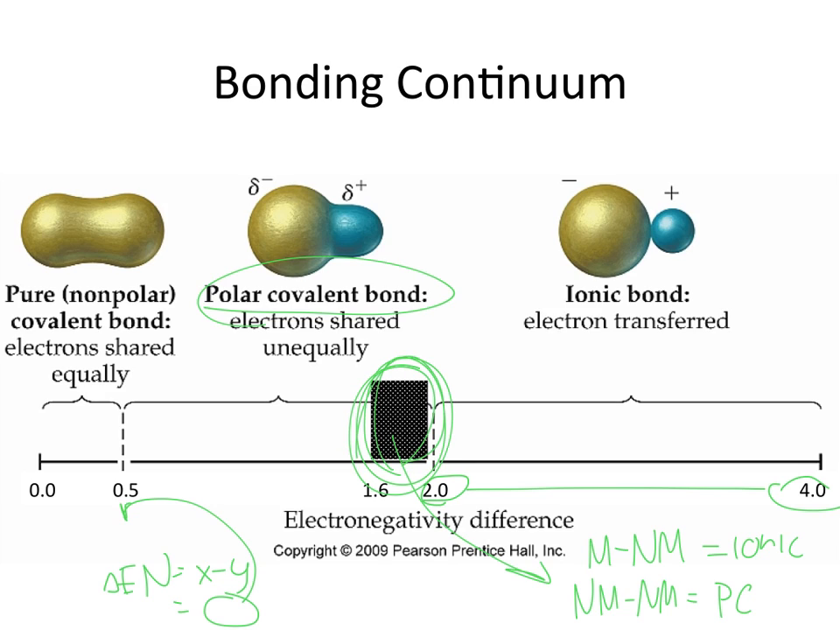If you get into this gray zone with your difference in electronegativity and you have a metal bonding with a non-metal, it most likely will be ionic. And if you have a non-metal bonding to a non-metal, again, you're in this range of 1.6 to 2.0, it most likely will be polar covalent.